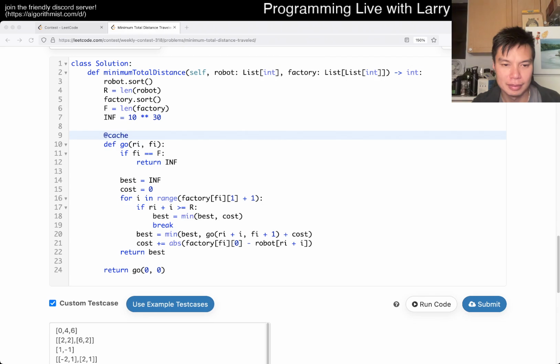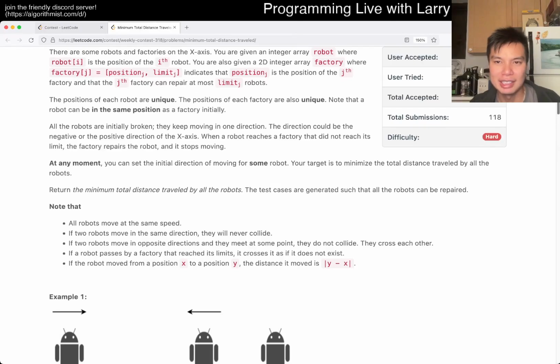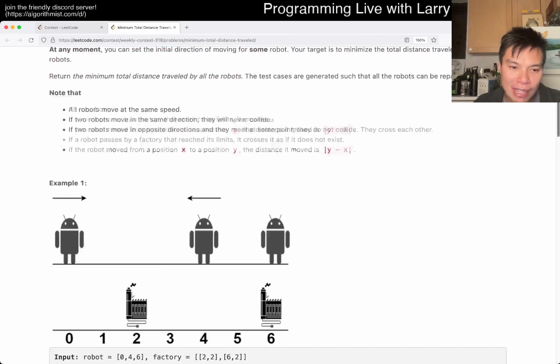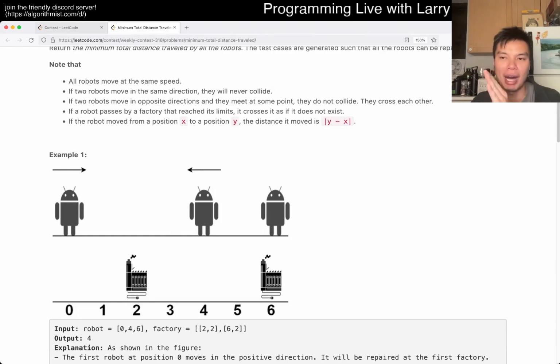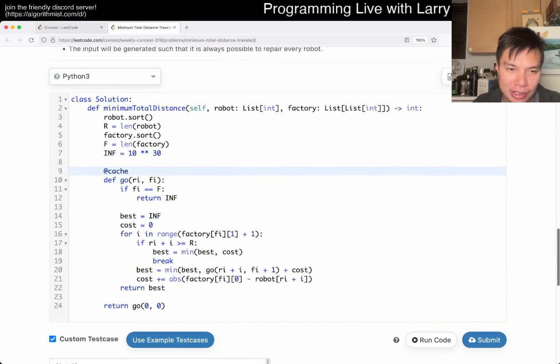But do I have to draw it? I'm just thinking whether drawing it helps. But yeah, the idea is just really one factory at a time. You just take as many robots as the factory allows and then see what happens. So that's basically what the recurrence is doing.